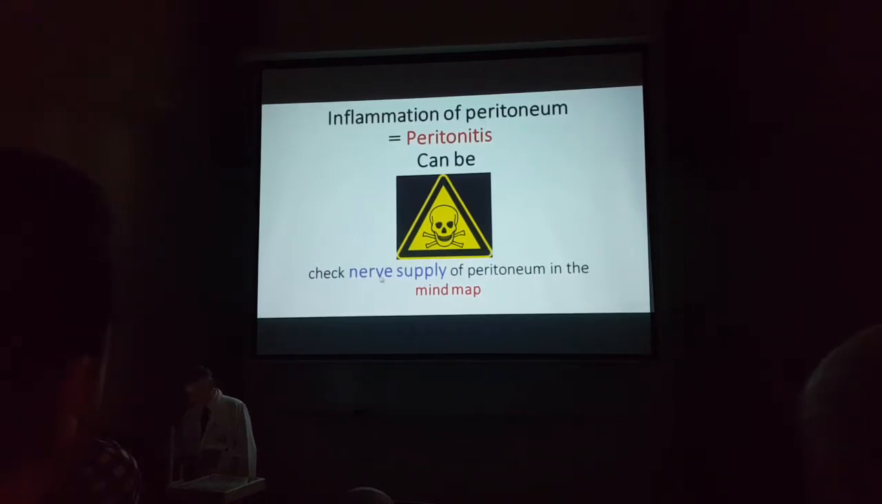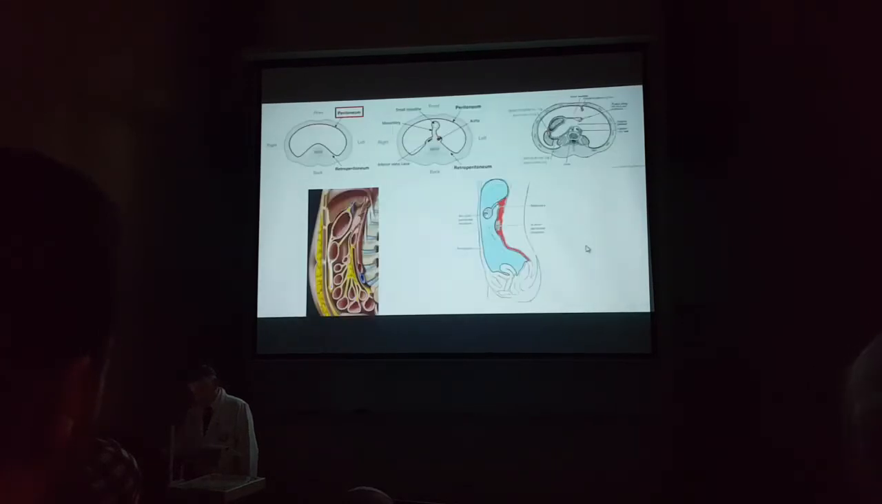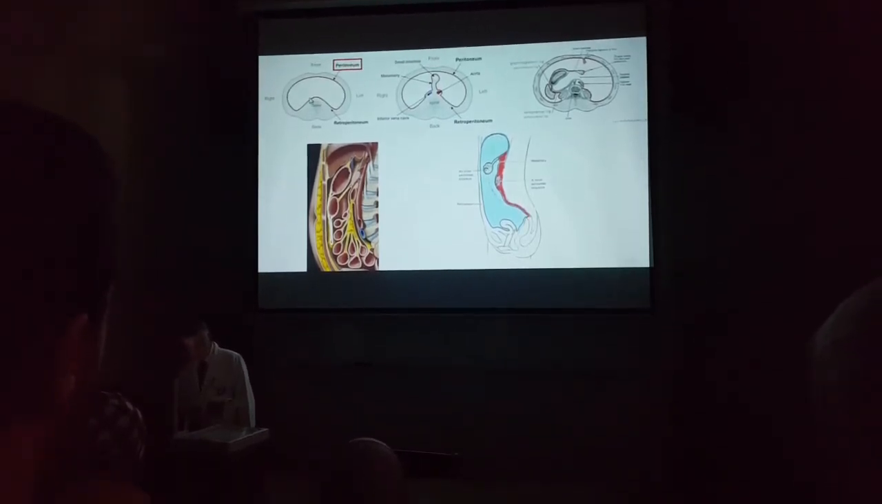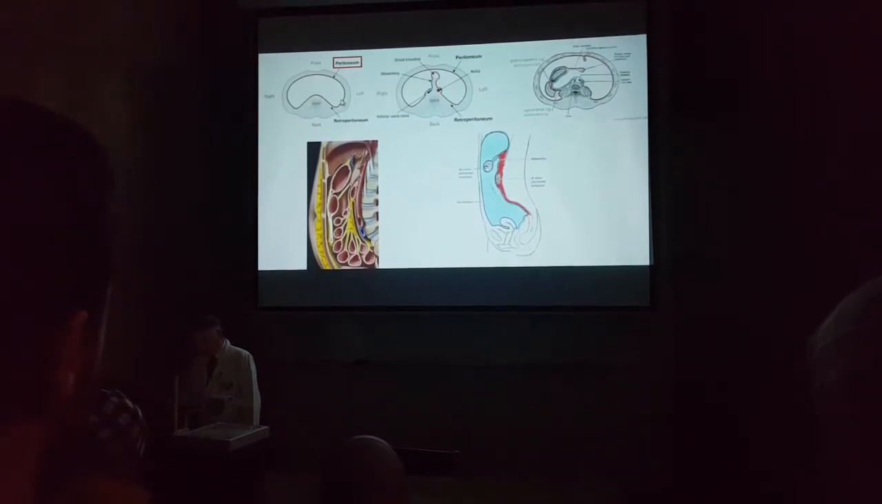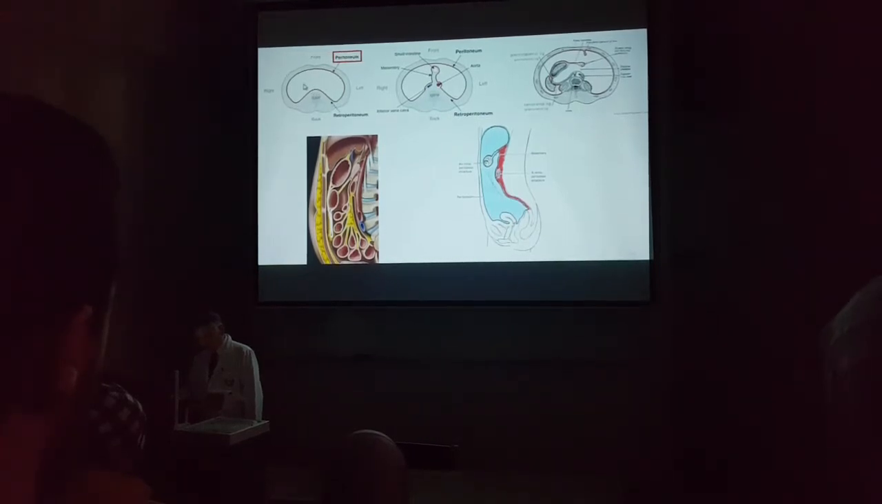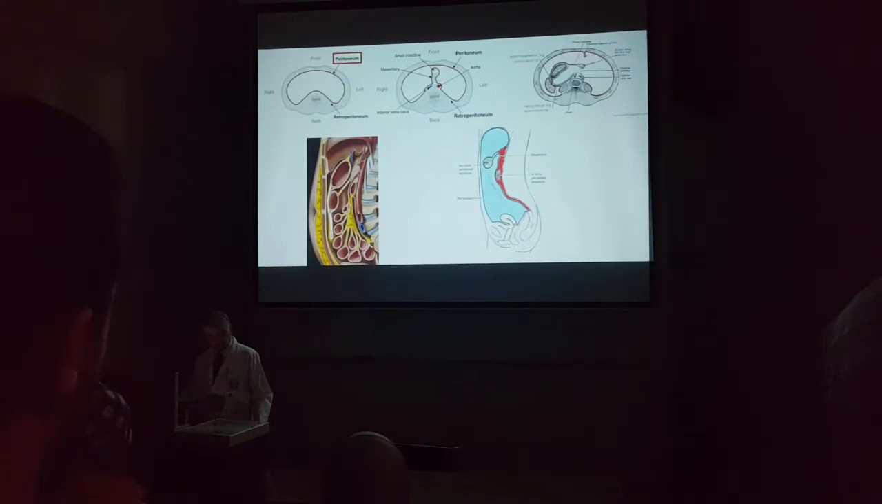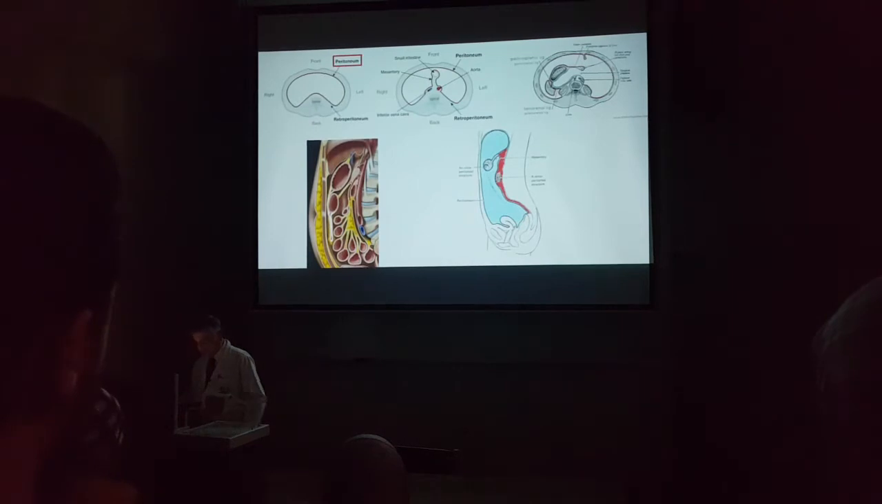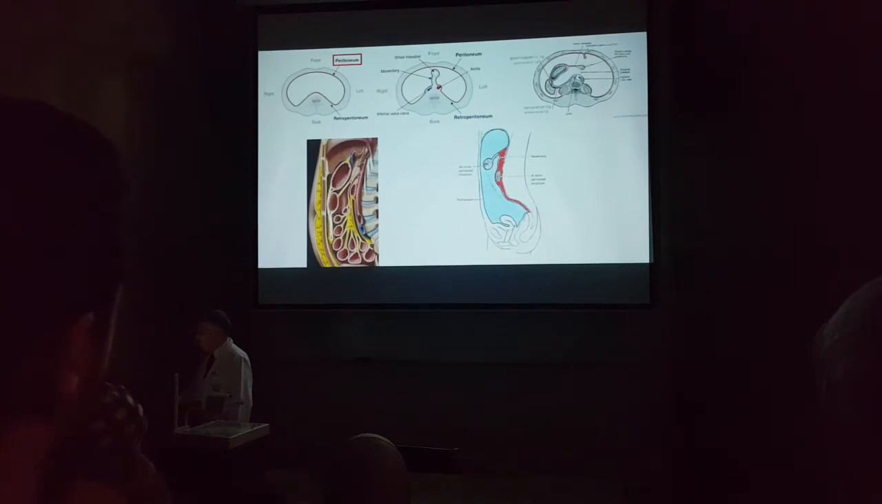And we need to check the nerve supply on the mind map. Let's start with some embryology, simple embryology. In this image, this is the abdominal cavity lined with a peritoneum, and there is nothing in it. So it's a big sac. Then later, things will develop, meaning organs. Things develop in the midline posterior abdominal wall.